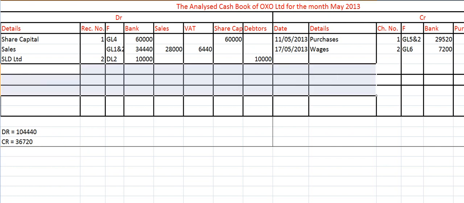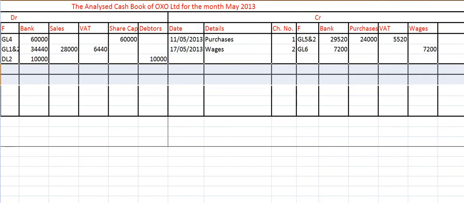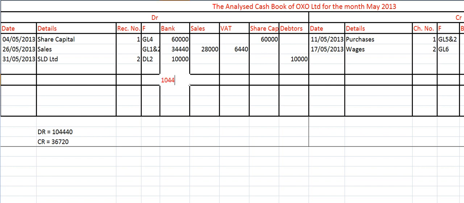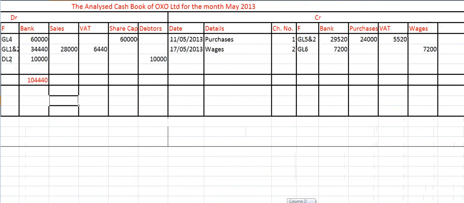So whichever amount is larger. First things first, skip a line. You can actually get away with just drawing your double line straight under the SLD in this question, it looks like, but anyway, good practice. Skip a line and draw your double line the whole way across. Then, whichever figure is larger, which is the debit side in this case, put that in between the double lines under the bank column on both sides. So again, over here, 104,440. 104,440.